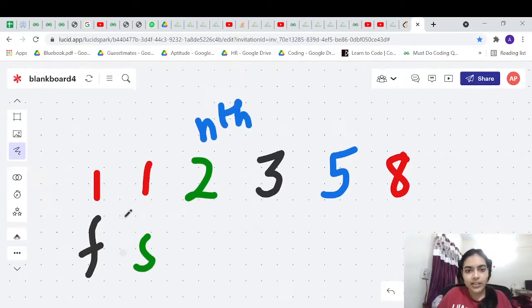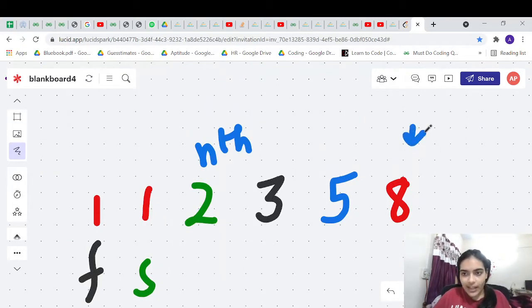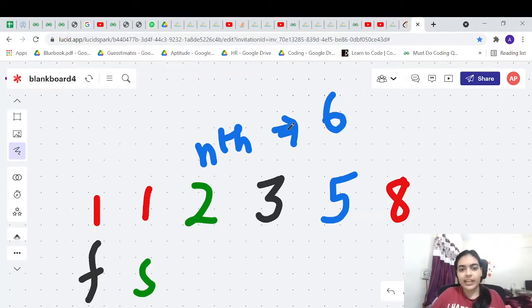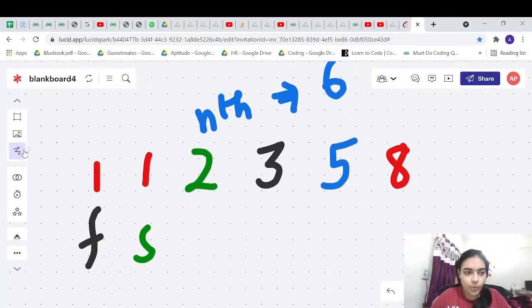Okay, in this case, let's say we want to find the answer which is this 8. Okay, so 1 2 3 4 5 6. This is the sixth Fibonacci number. Let's say our n is 6. We want to find this Fibonacci number, which is 8. So what we do, we take two variables, first and second, and we keep moving these two variables to get us the answer.